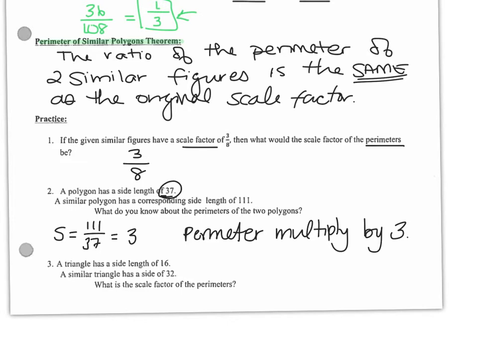So now go ahead and pause this video, and I want you to try the last one on your own, talking about a triangle and a similar triangle. And when you finish this, unpause it, and the answer will be on the board. You should have gotten a scale factor for the perimeters of 2. So when you're good, go ahead and flip your paper.